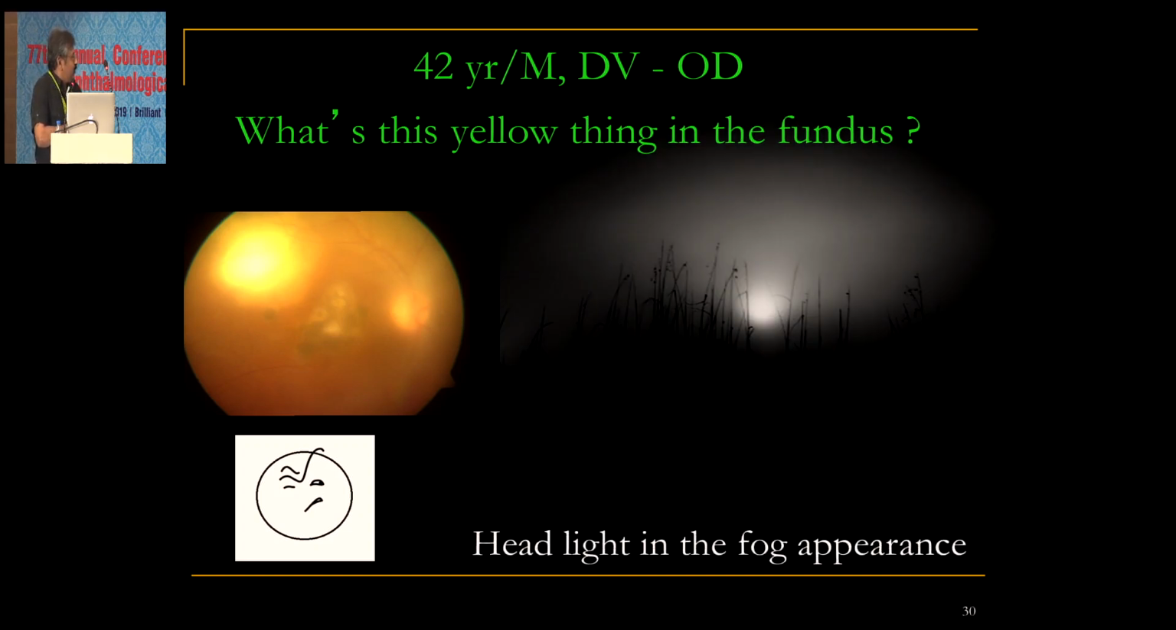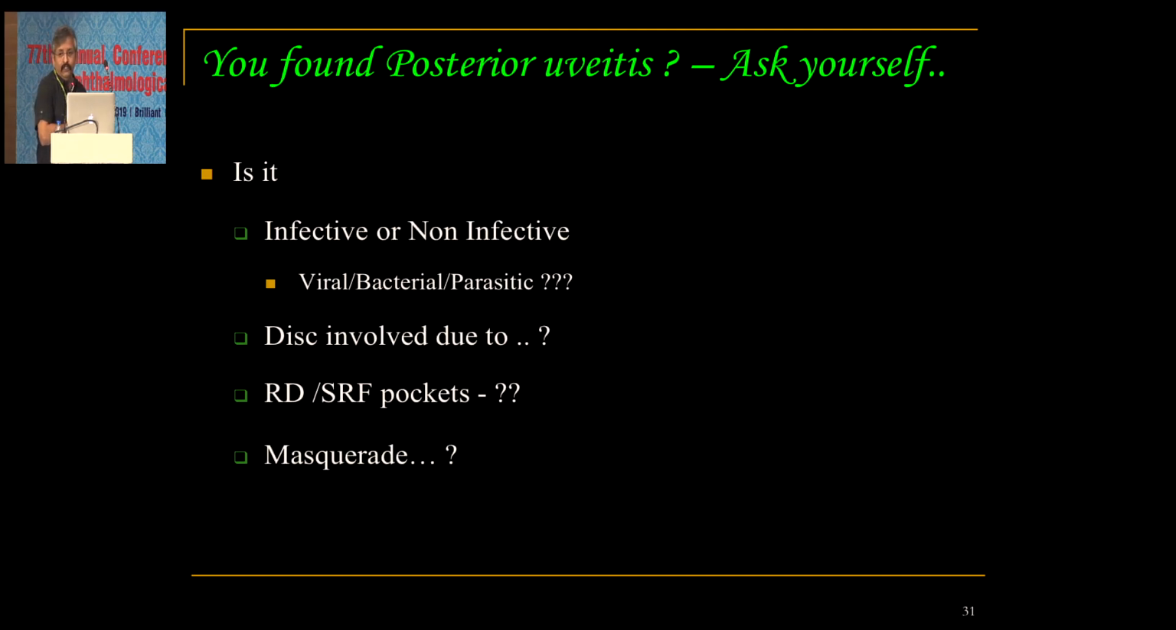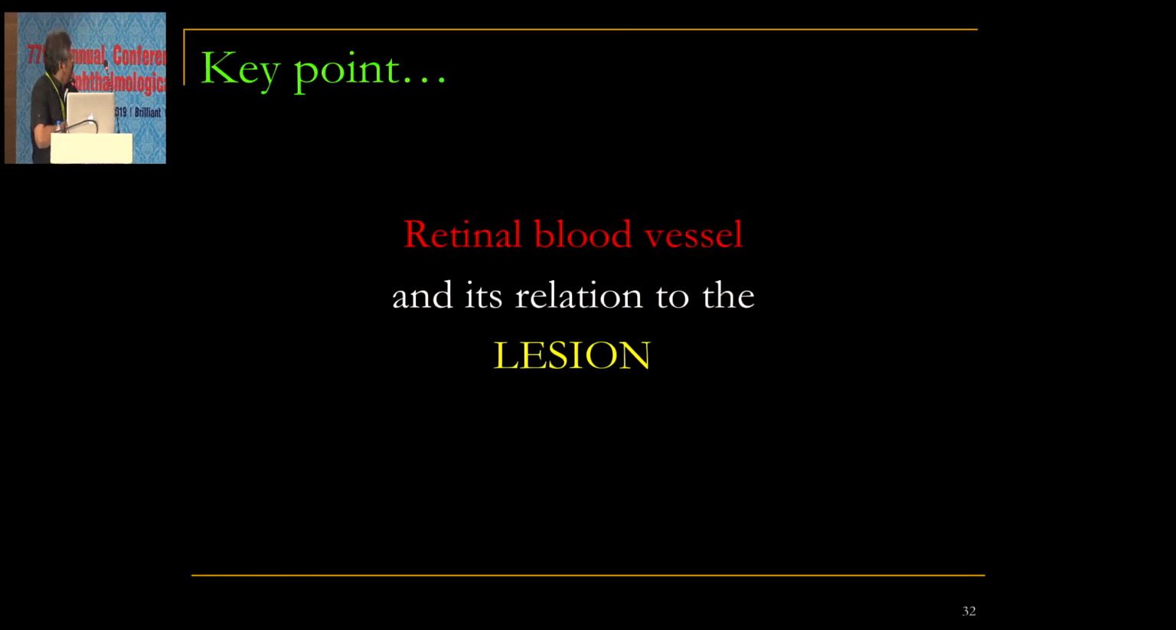Okay. So toxo. But is it so easy always in posterior uveitis? Okay. So in posterior uveitis, the question is, is it infective or not infective? That's the biggest thing in life. Once you sort out whether infective or not infective, then the sky is the limit. We have steroids, immunosuppressants, biologicals and whatnot, like everything. But the biggest difficulty is to see whether it is infective or not infective. Whether the disc is involved or not and due to what. Whether there is retinal detachment, subretinal fluid pockets, and whether there are masquerades. The most important point is the retinal blood vessel and its relation to the lesion. Okay, this is the crucial point in everything.